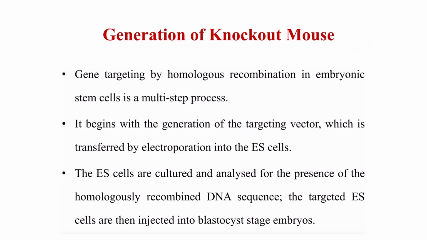Let's now look at a detailed procedure of generation of a knockout mouse where a disease causing gene is knocked out or removed, like made ineffective, by targeting them, which is similar to gene therapy in humans. So, gene targeting by homologous recombination in embryonic stem cells is a multiple step process. So, the first step is to generate a targeting vector, which is then transferred by electroporation into the ES cells. The ES cells are cultured and analyzed for the presence of the homologously recombined DNA sequence. The target ES cells are then injected into the blastocyst stage embryos.